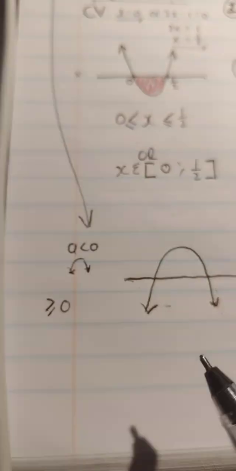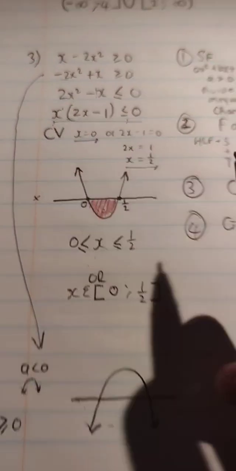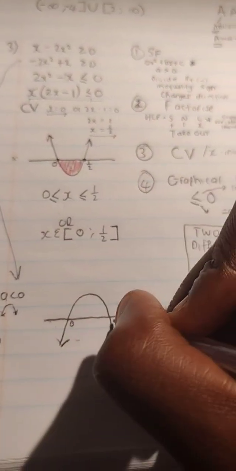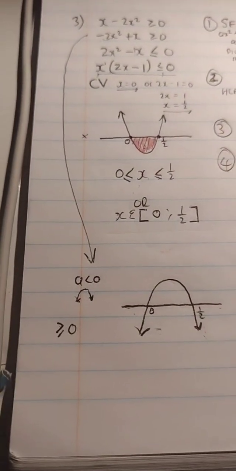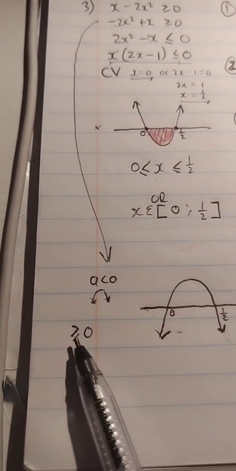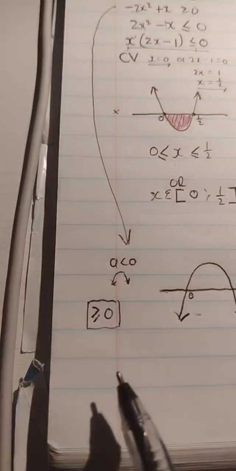Remember, we are interpreting greater than or equal to 0. You still get the same critical values. The critical values would still be 0 and half. All right? Because same solution, same critical values, no difference. But greater than or equal to 0. Let's interpret what this means.